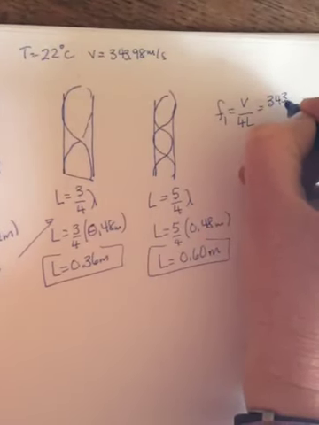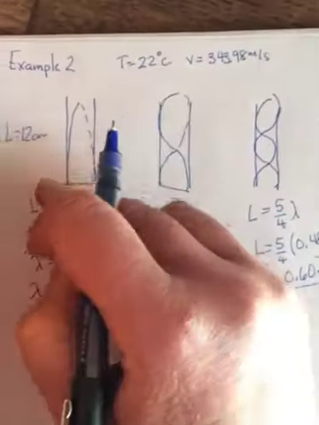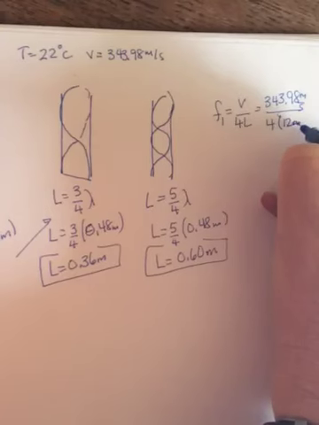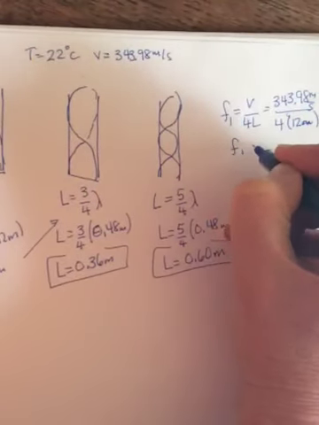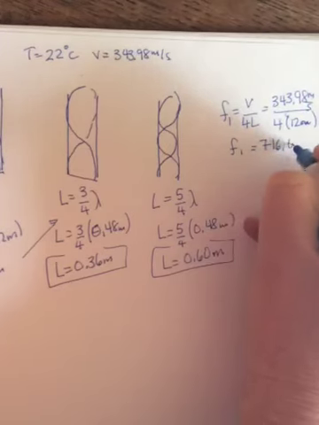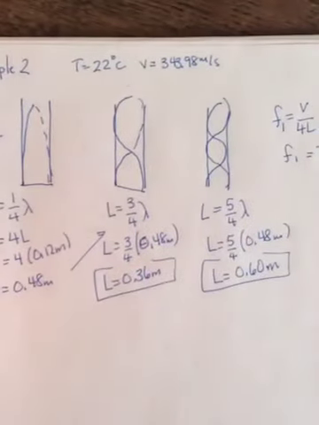So 343.98 meters per second over 4 times the original length, 4 times 0.12 meters. And you should get an F1 of 716.625 hertz. Okay? One more example.